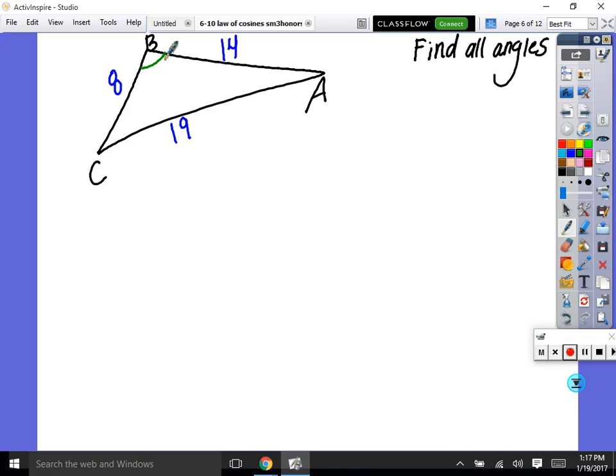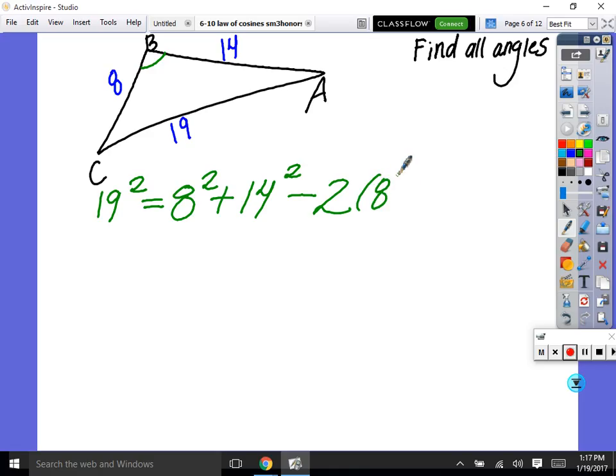Now, if we're trying to find angle B, then our outskirts of town is going to be cosine of B. So this 19 has to be on the outskirts of town too. So we're going to have 19 squared equals the other side squared, 8 squared, plus the other side squared, 14 squared, minus 2 times that, times cosine of the angle that we're trying to find. So cosine of B. Notice in that equation I only have one unknown, angle B. So we're going to do some algebra to get B alone.